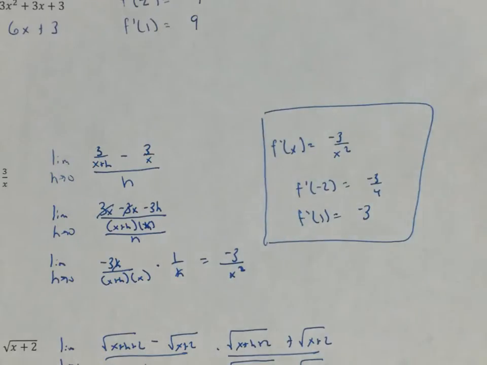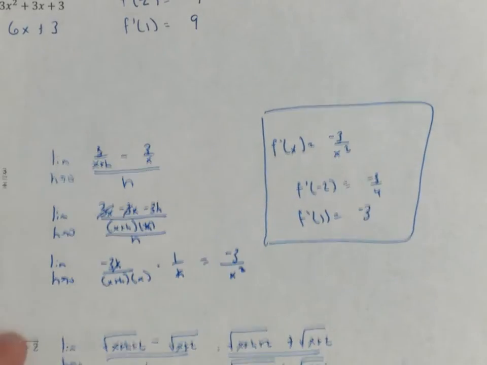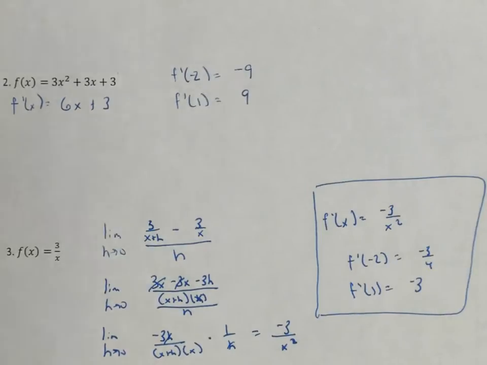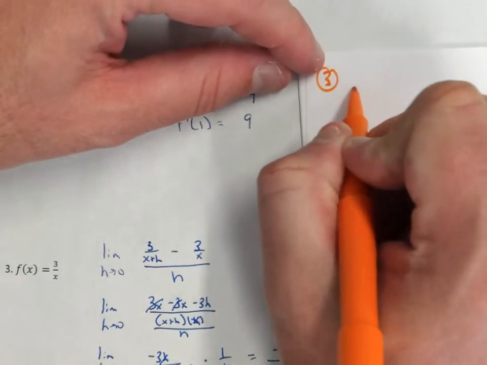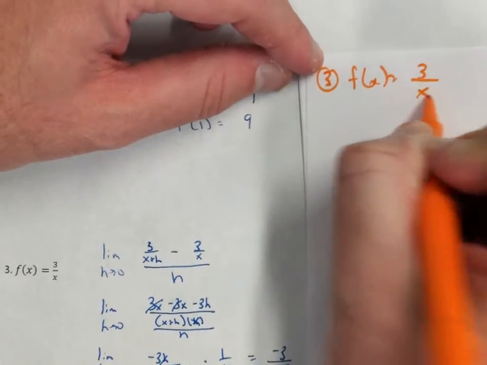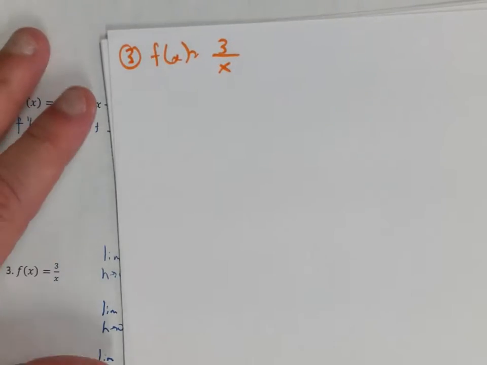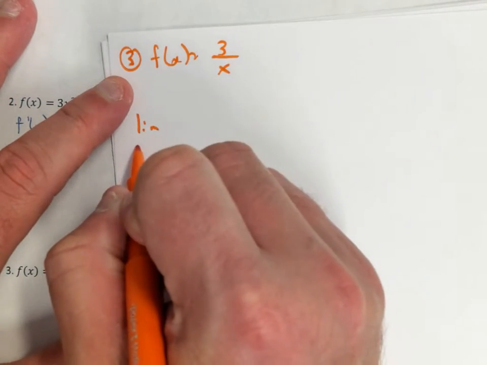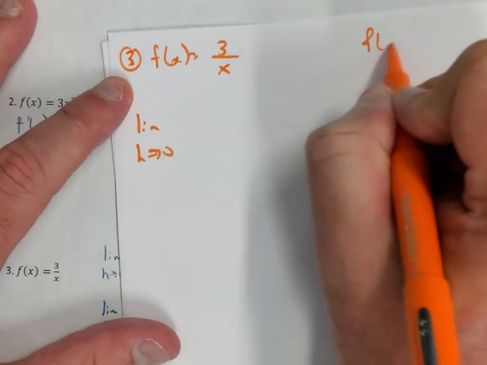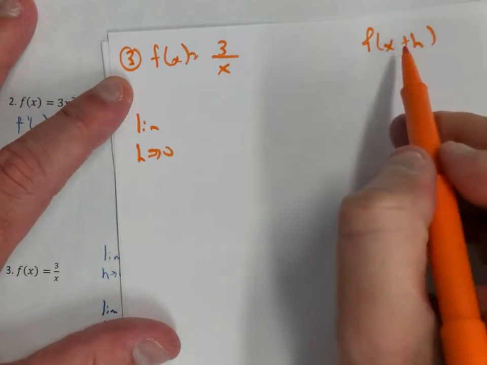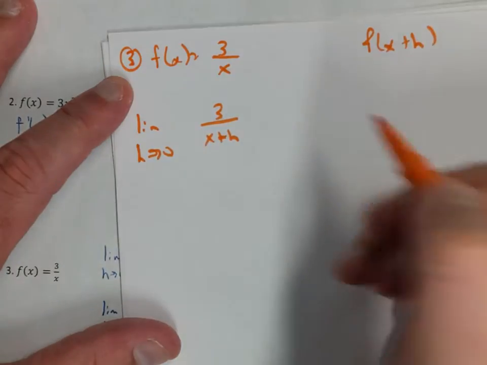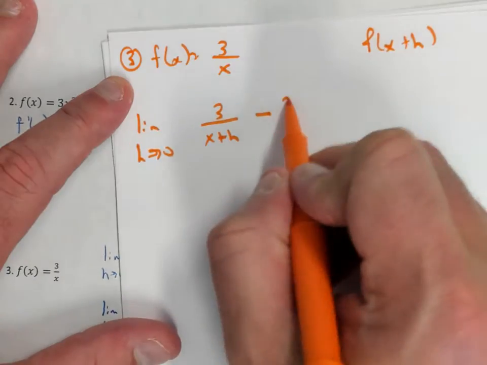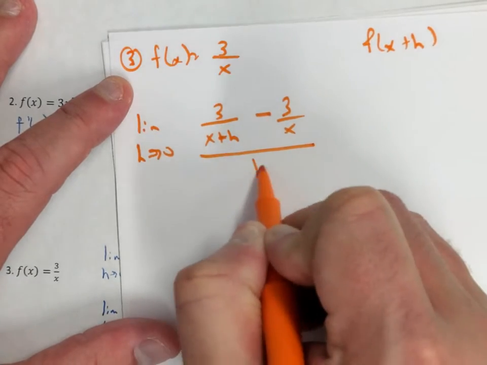All right, let's look at number 3. You got one of every type of these on your test on Friday. You got one easy like number 1, one like number 2, one like number 3, and one like number 4. Number 3. F of x equals 3 over x. Alright? The limit as h approaches 0. Now I'm going to do f of x plus h. I take x plus h, I plug it in, I just get 3 over x plus h. Minus f of x, that's going to be 3 over x, divided by h.